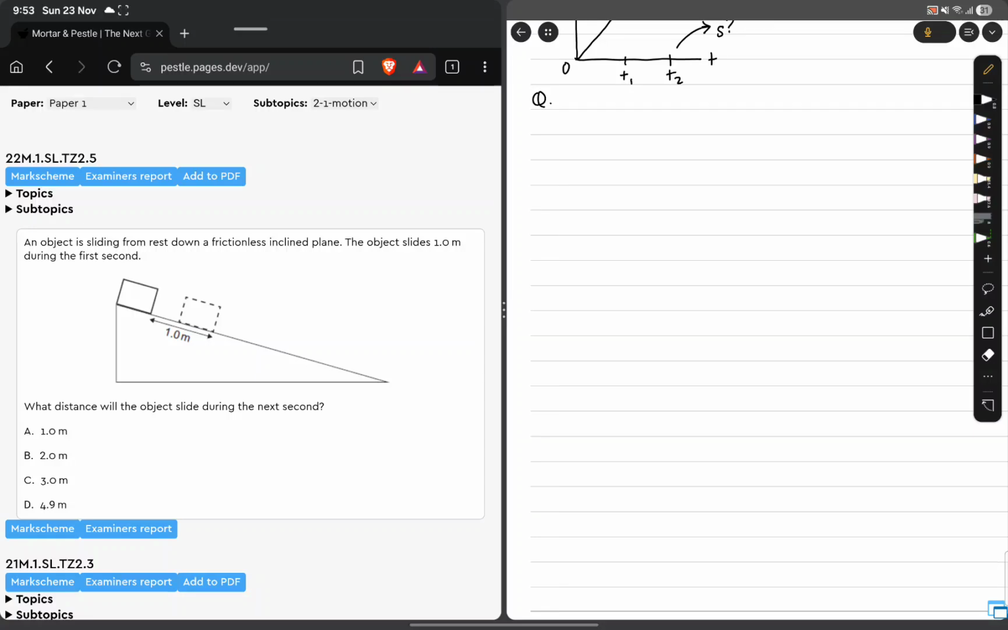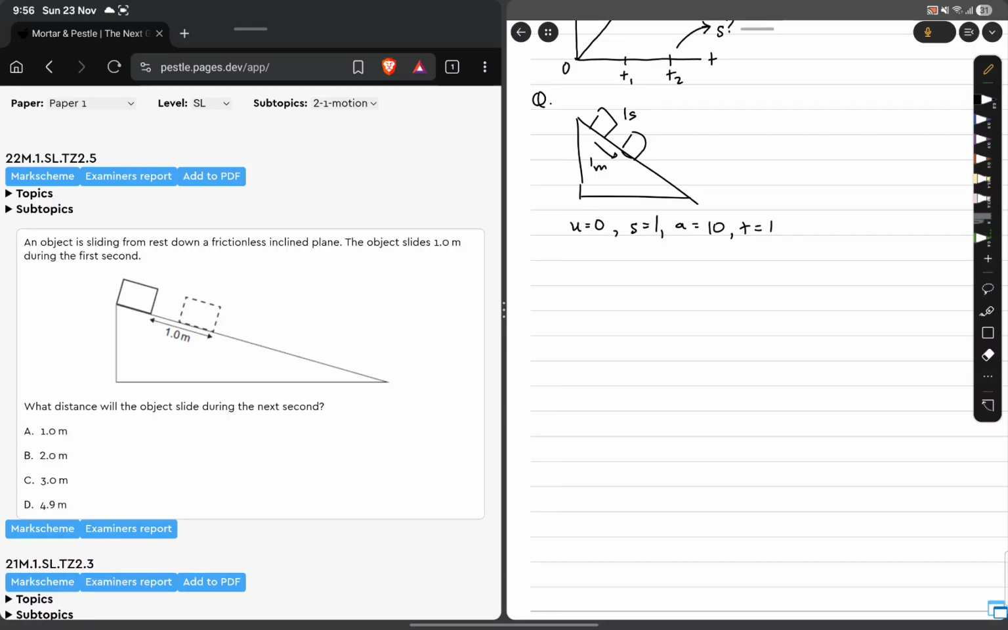An object is sliding from rest on a frictionless inclined plane. The object slides 1 meter as shown in the diagram. What distance will the object slide during the next second?